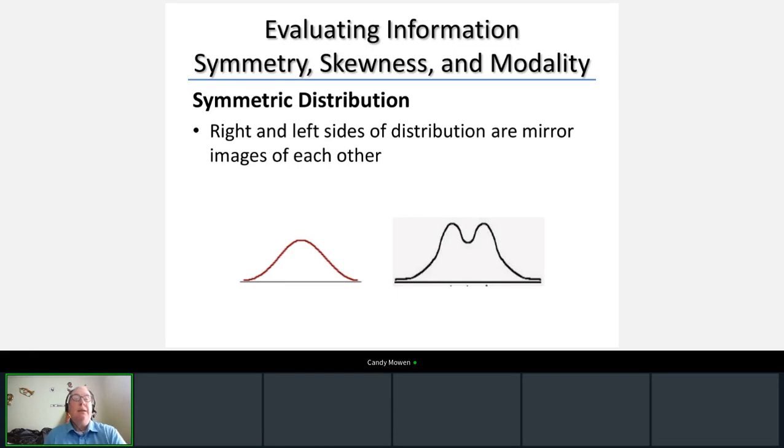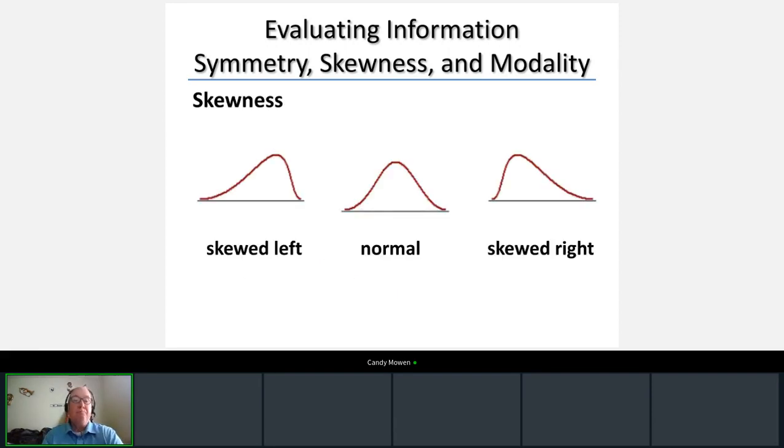Symmetry. Symmetry is how we distribute. We have right and left sides of a distribution. They are mirror images of each other. Here we have the bell-shaped curve, and we see that the sides are mirrors of each other.